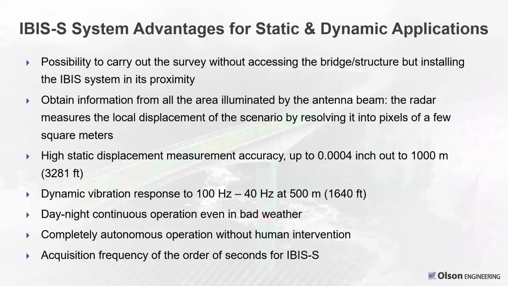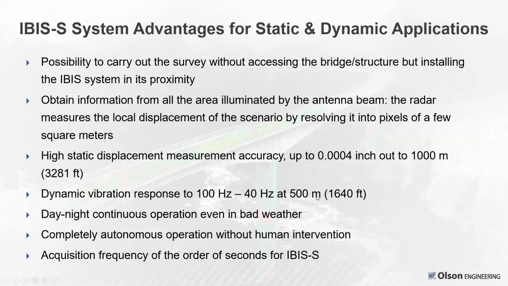So what are some of the advantages? You can carry out a survey without accessing the structure. In other words, you just have to be able to see it and focus on your targets. You get information from the whole area covered by the antenna. And there's high accuracy, as already mentioned, to 4/10,000ths of an inch. You can do that statically out to 1,000 meters with the proper angles of ideally 5:1 to achieve that accuracy, or steeper. The dynamic vibration response is up to 100 hertz when you're close, and as high as 40 hertz farther out, which is very good for both bridges and other structures.